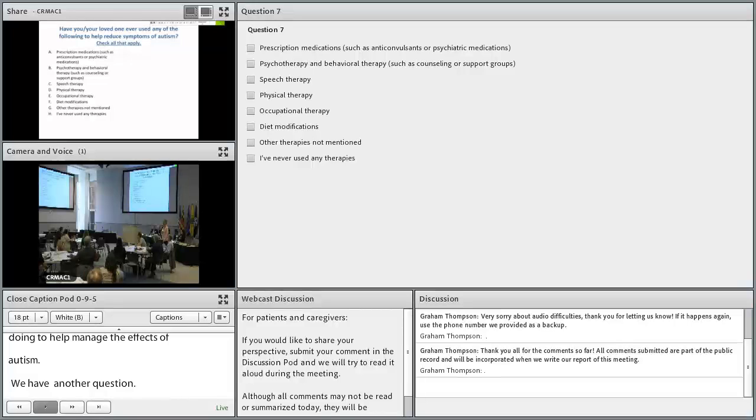So A, prescription medications of any sort that you would say, I'm doing that to target some effect of autism or a closely related co-occurring condition. B, psychotherapy and behavioral therapy. C, speech therapy. D, physical therapy. E, occupational therapy. F, diet modifications, and let's put in here diet modifications or supplements as well. G, some other therapy not mentioned. Or H, never used therapies.